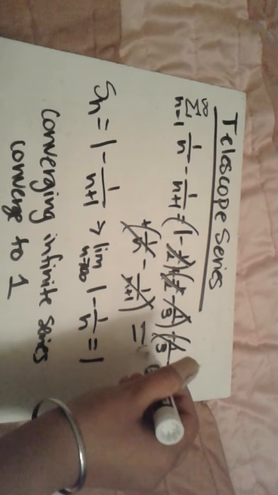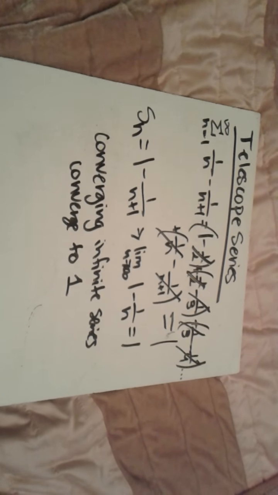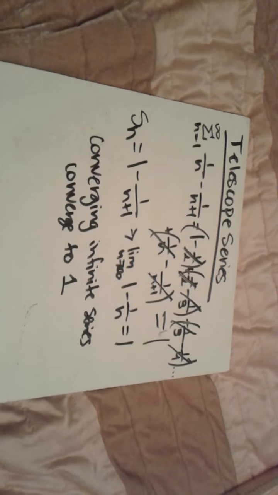So this would be leaving you with 1. So your answer at the end is 1. So S of n equals 1 minus 1 over n plus 1. And you set up the limit as n approaches infinity of 1 minus 1 over n plus 1, which equals 1, given to you at the beginning. And this would converge as a series, and it converges to 1 because that is the solution you found out.